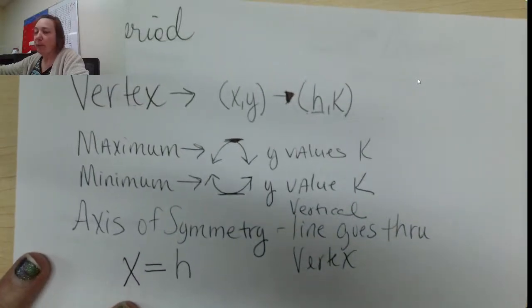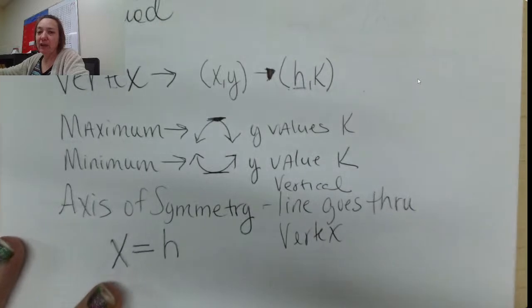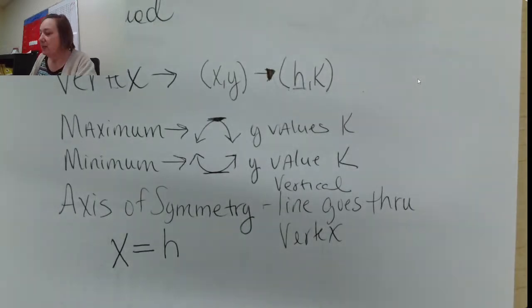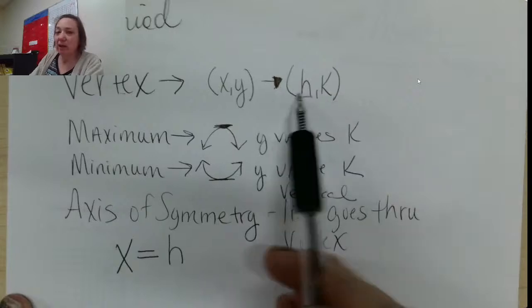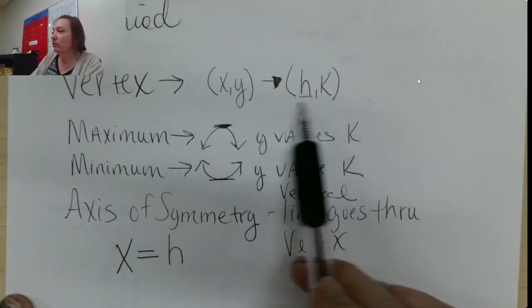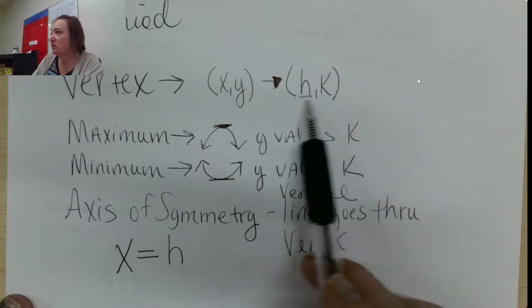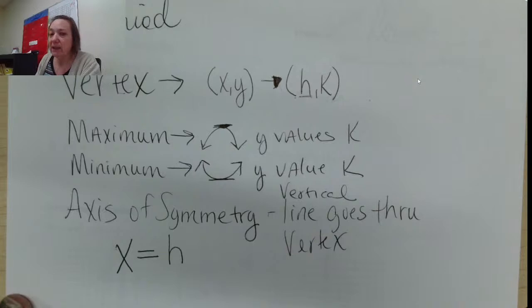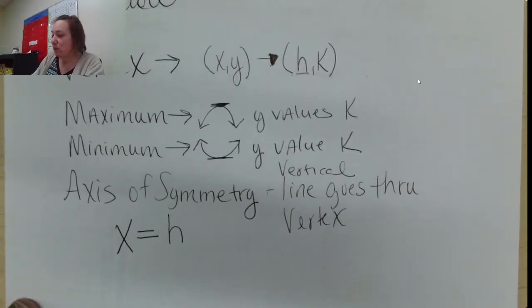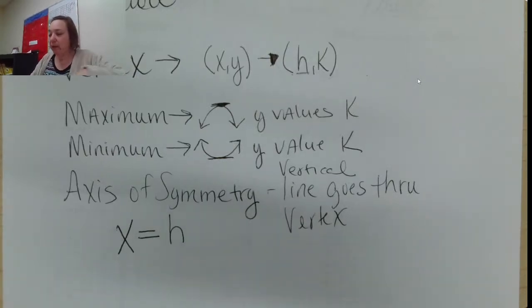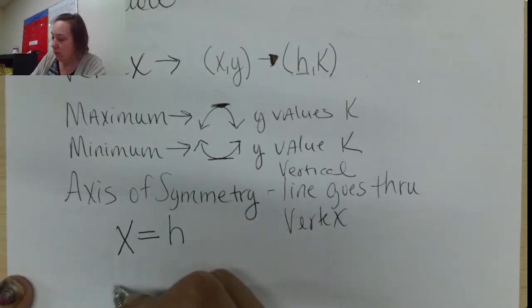So, we're back to talking about parabolas, quadratic functions, right? So, we know that a vertex is our very lowest or very highest point, our maximum or minimum, and it's h and k is the variables we use to represent that, right? And we know that our axis of symmetry is the line that goes through the vertex, and it's represented by the equation x equals whatever your h is, right?